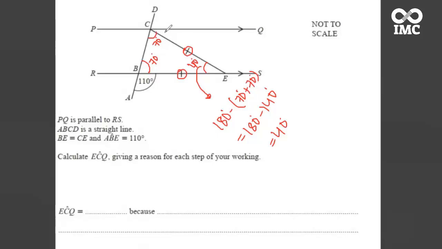And if this angle is 40, then ECQ must be 40 degrees. Why? ECQ will be 40 degrees because we can make alternate angles. Okay. Why alternate angles? Because PQ is parallel to RS. Okay. And CE is their transversal. So this angle and this angle must be alternate angles. So just use this idea.